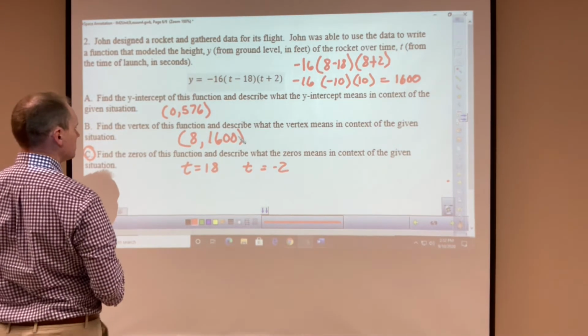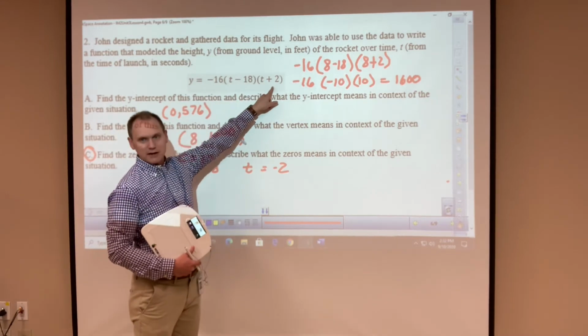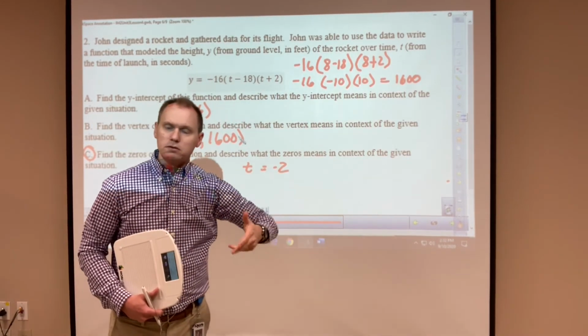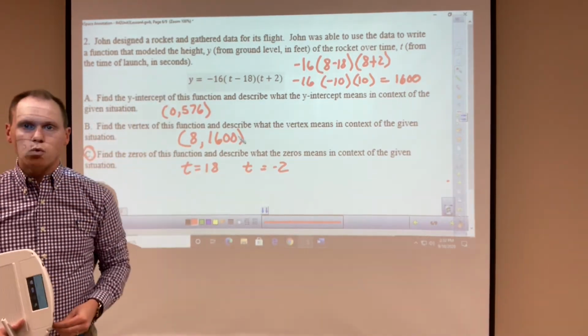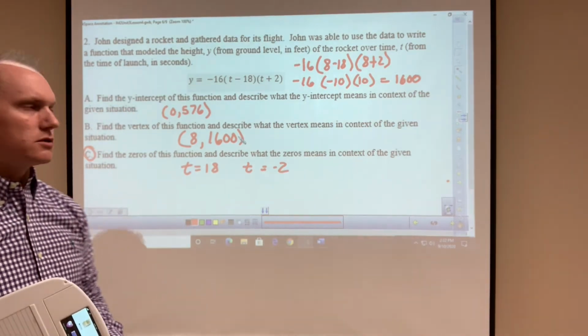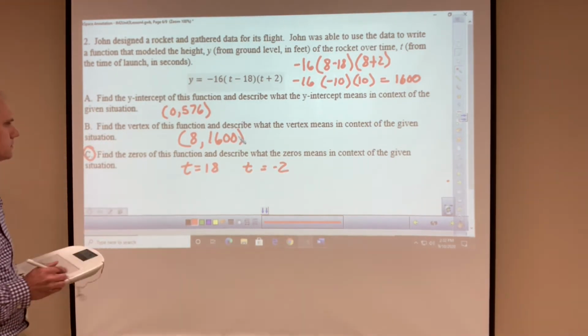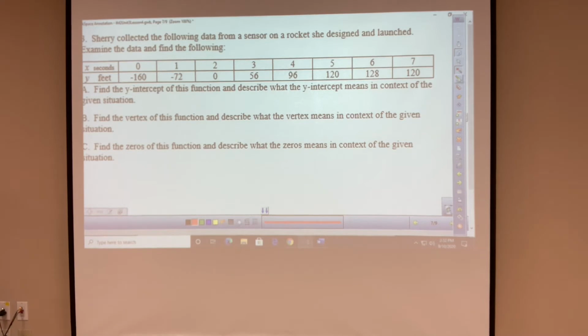All right. And again, you could have multiplied this out to get to standard form, and then completed the square to get to vertex form, and then you could find the vertex from there. But one way to get from factored to vertex is just to average the zeros or x-intercepts. Okay? And our last example here, I'm going to move this over a little bit so you can see it.